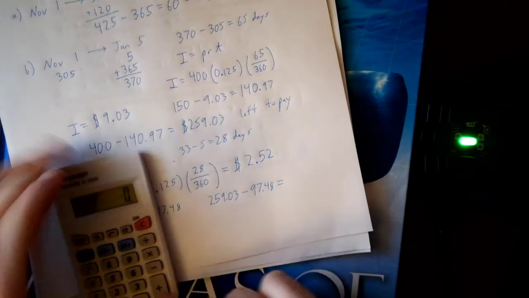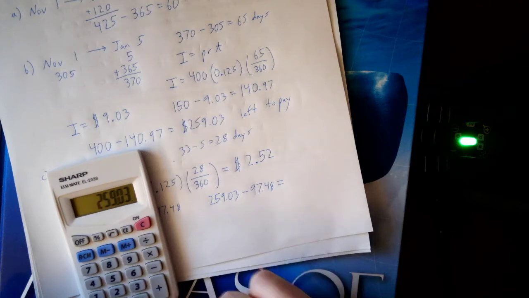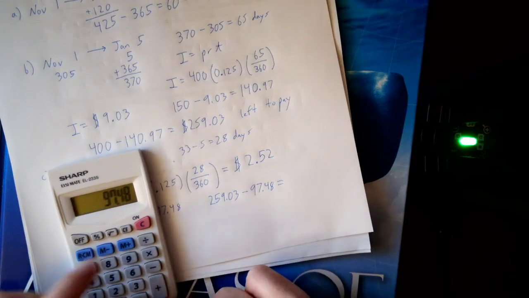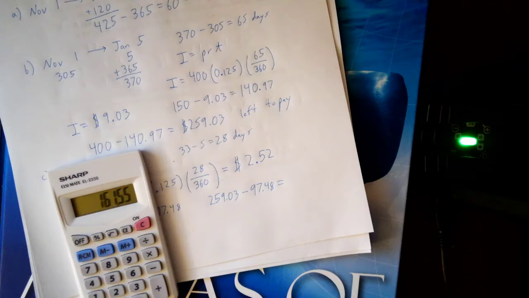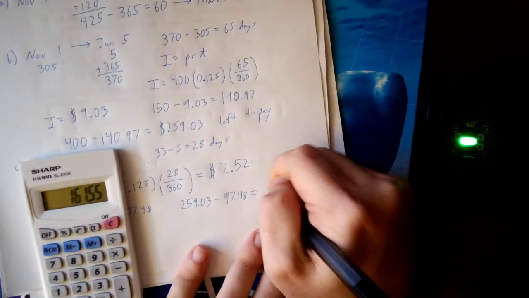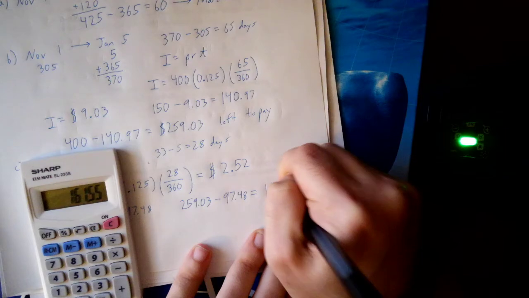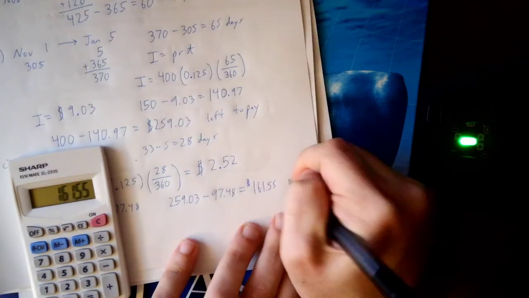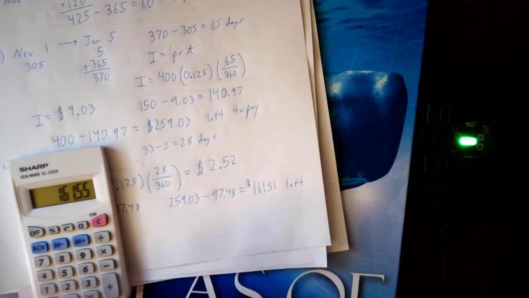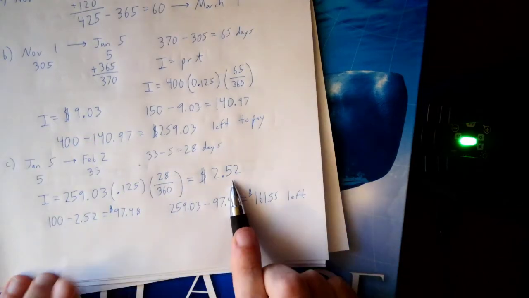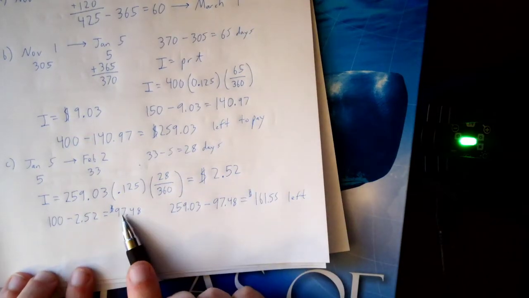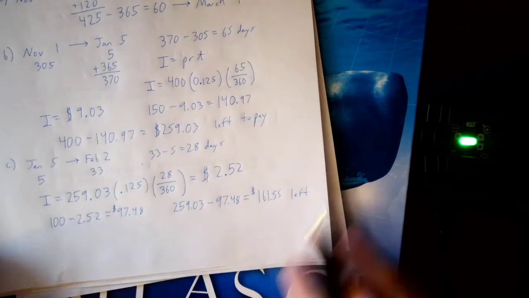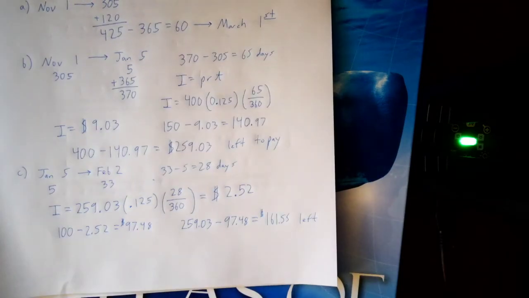And so let's calculate 259.03 minus 97.48 gives me $161.55 left to pay. $161.55 left to pay, right? So this is how much interest there was, this is how much is applied to the principal, and this is how much is left to pay, right? Notice we're redoing a lot of the same calculations, right? We're just plugging in different numbers and different time frames. That is how partial payments work.